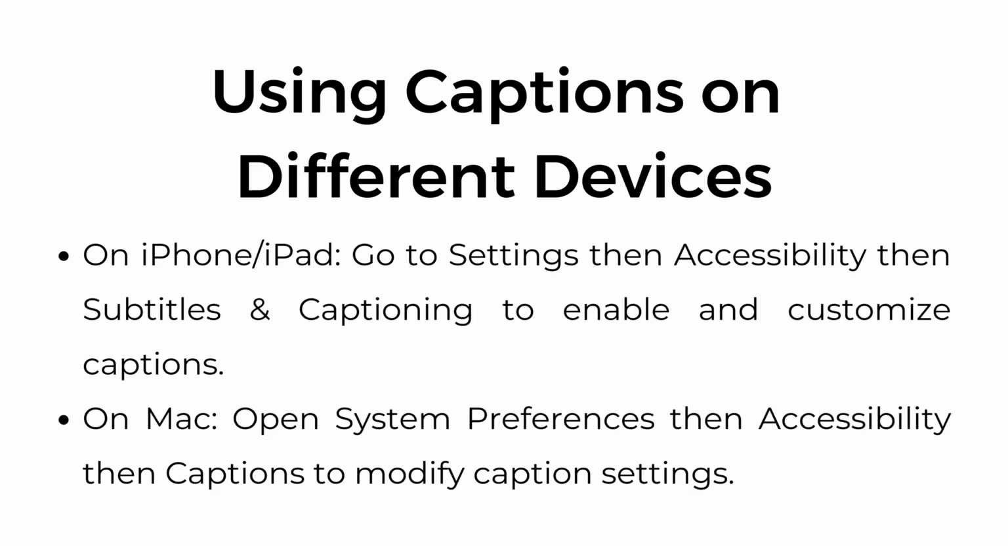Using captions on different devices. On iPhone or iPad, go to Settings, then Accessibility, then Subtitles and Captioning to enable and customize captions. On Mac, open System Preferences, then Accessibility, then Captions to modify caption settings.